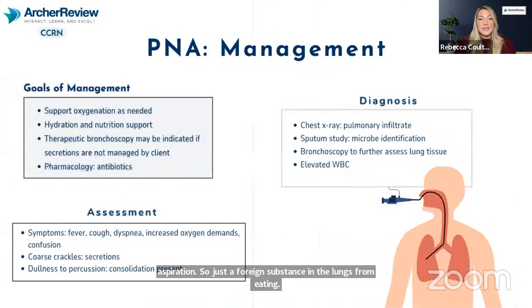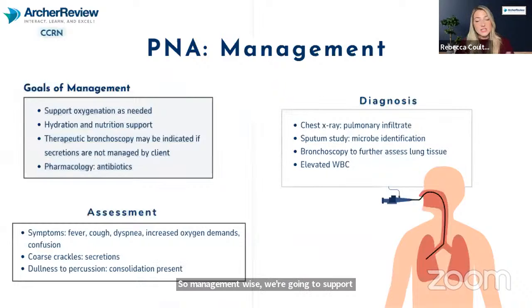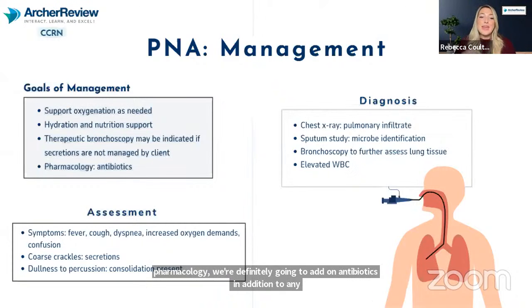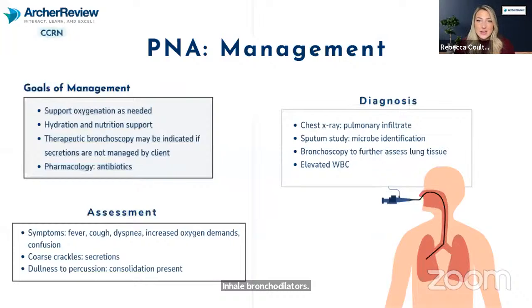So management-wise, we're going to support oxygenation, support ventilation. That goes for every single respiratory disease process we'll talk about today. Hydration and nutrition support for these patients to heal properly. Therapeutic bronchoscopy may be indicated for secretions specifically, as they can be really significant in pneumonia. And pharmacology, we're definitely going to add on antibiotics in addition to any inhaled bronchodilators. Maybe a little bit of steroid. We don't love to give steroids if we know that we've got an infection present, because steroids do significantly reduce our immune response, but sometimes it is necessary.